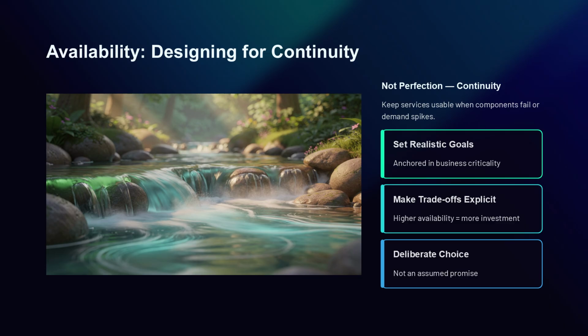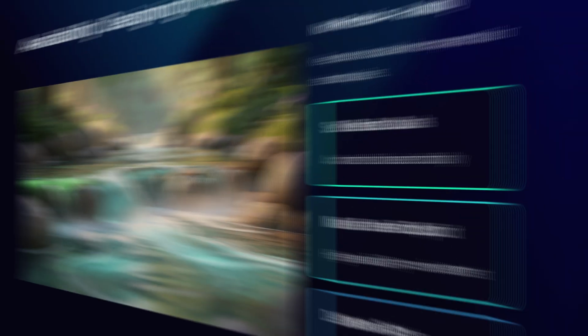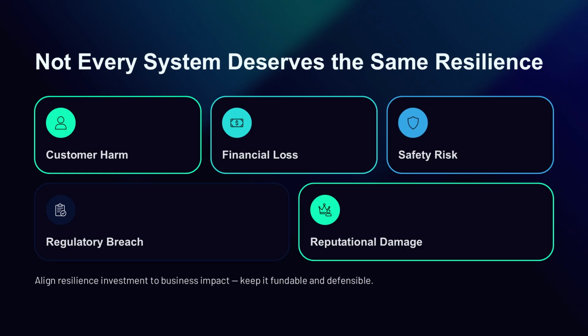Higher availability usually requires more investment, more discipline, and more operational maturity. A strong architect makes availability a deliberate choice, not an assumed promise. With availability framed, you now anchor resilience decisions in business criticality.